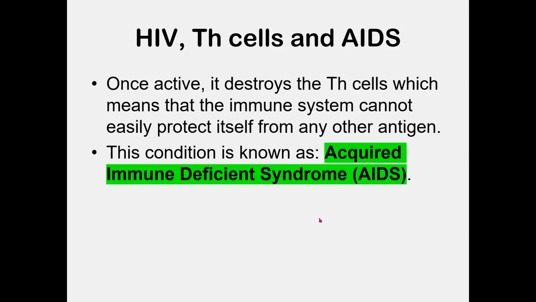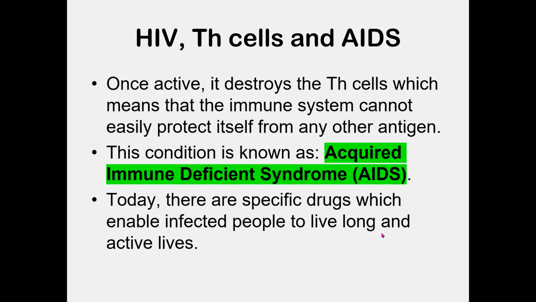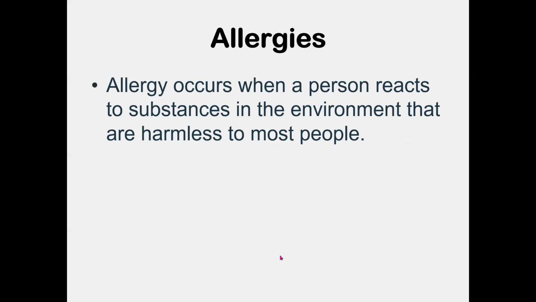And once active, the T cells can't protect the body, and then you get what's called AIDS, and the people who have AIDS develop these amazingly unusual conditions. One of them is a skin cancer called Kaposi's, I think. Anyway, it's quite difficult.